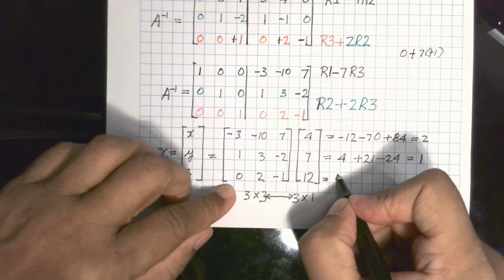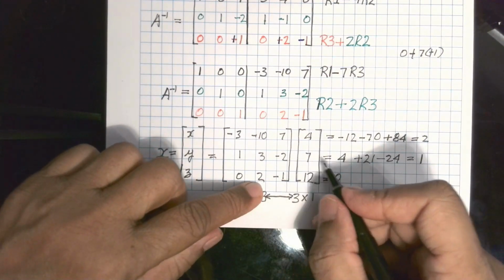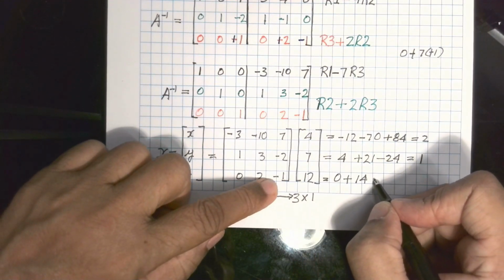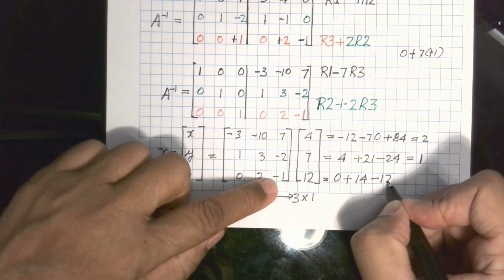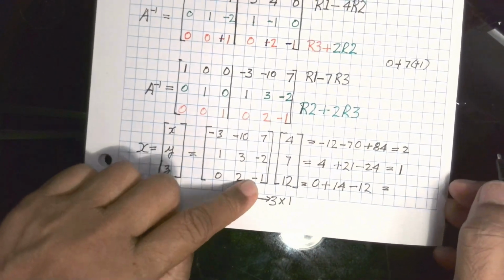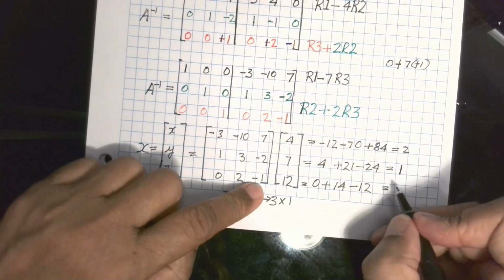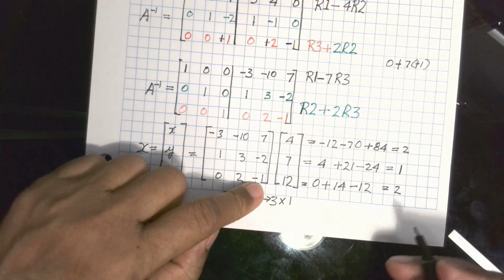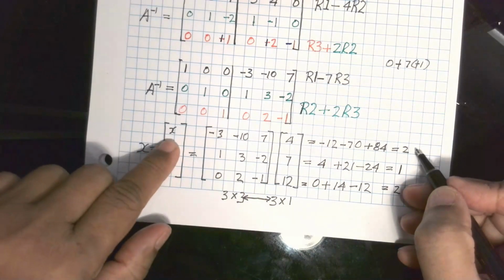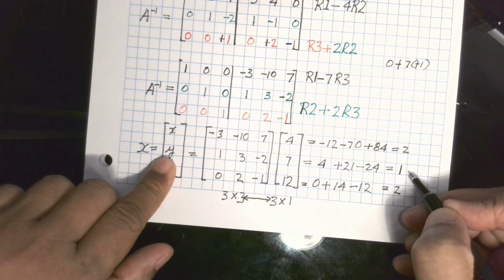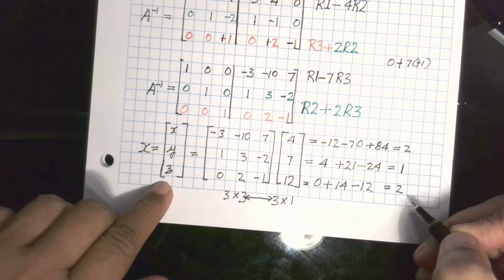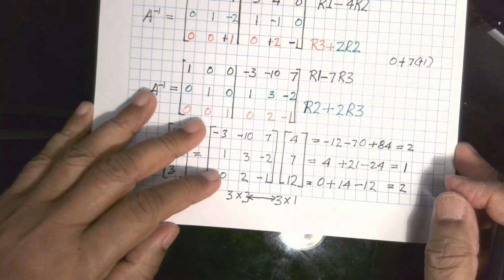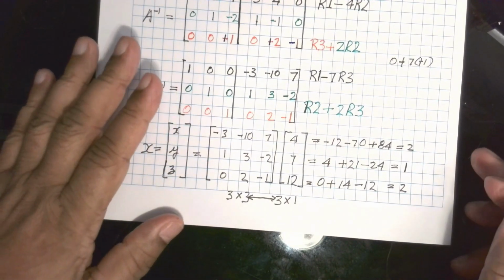0 times that will give you 0. Anything multiplied by 0 is 0. We have plus 14 and minus 12. And when we sum that up, we'll get 2. So for x, we have 2 right there. For y, we have 1. And for z, we have 2. If we were to take these and plug them into the original equation, we would find that they check.